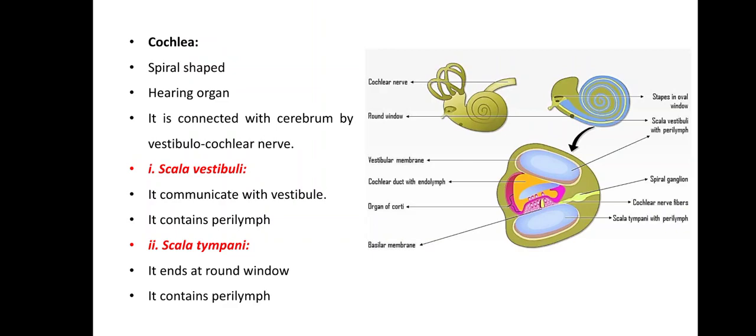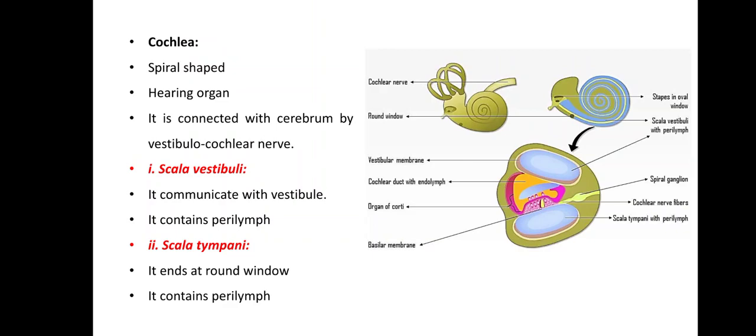The upper chamber is known as the scala vestibuli. The middle one is known as the scala media, and the lowermost chamber, the bluish color chamber, is known as the scala tympani. The scala tympani as well as the scala vestibuli, these two chambers are highlighted by sky blue color because these two contain perilymph, while the middle chamber is highlighted by yellowish color because it contains endolymph.